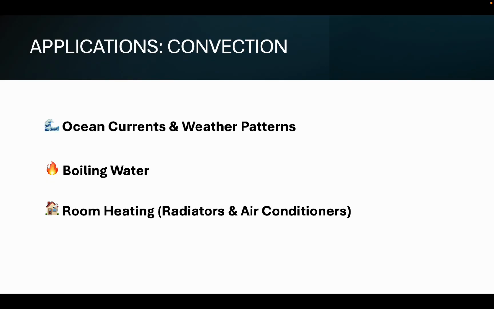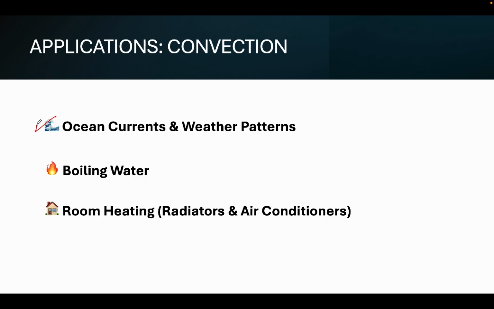Now let's go to the applications for convection. We have three also. We have ocean currents and weather patterns, boiling water, and room heating with radiators and air conditioners. Let's start with ocean currents and weather patterns. The warm water from the equator rises and moves toward the colder regions, while cold water sinks. It creates convection currents. So why convection? The differences in temperature and density drive the movement of water and air, influencing the climate. Okay, so that's why we have weather patterns.